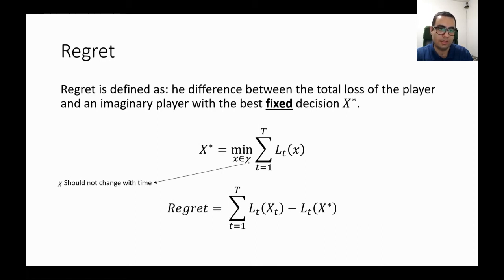Now, another way to look at the regret is to consider there is a second player who has chosen a fixed point at the beginning of the game. This second player is the same person as the adversary, and his objective is to minimize his total loss difference with the first player's.